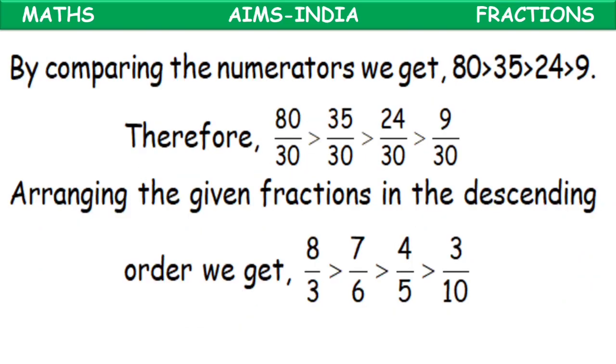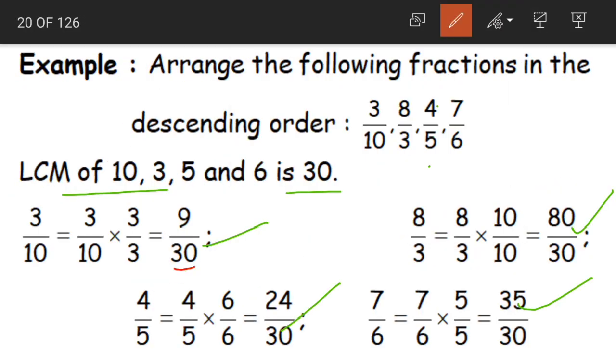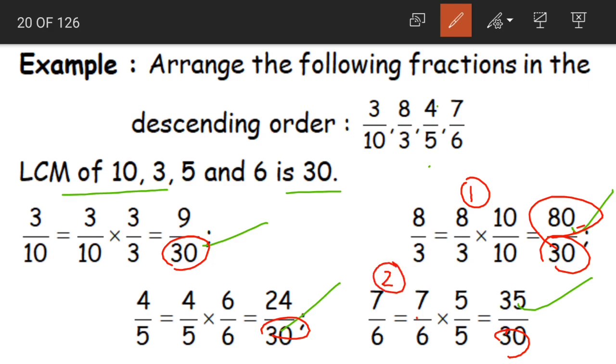Now moving on to the third step, we have to just compare. Yes, all are having the common denominator, so we just need to compare. Which numerator is the largest one here? 80. So 80 by 30 will be our first fraction. Then we have 35, so 35 by 30 will be the second one. Then we have 24. And lastly we have 9 by 30, that is nothing but 3 by 10. What is the descending order, children? 80 by 30, 35 by 30, 24 by 30 and 9 by 30.